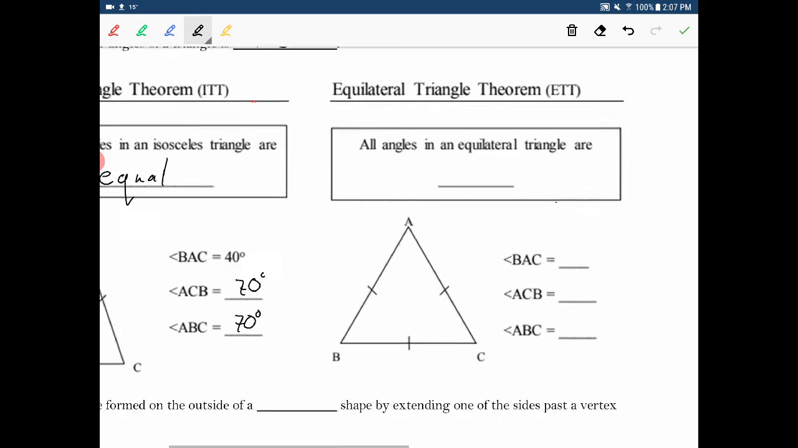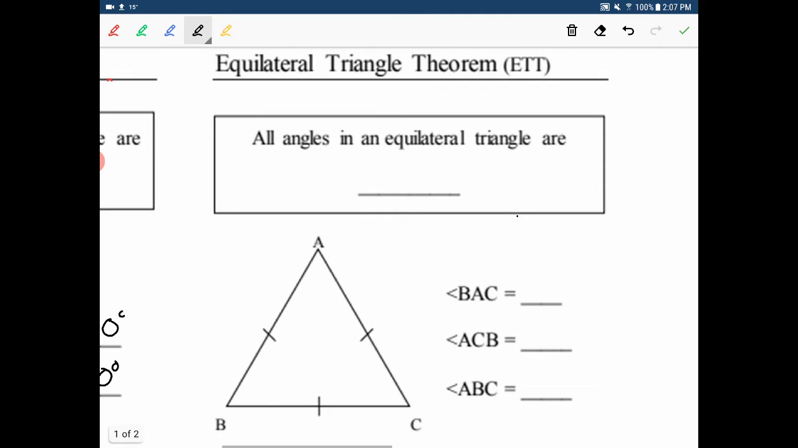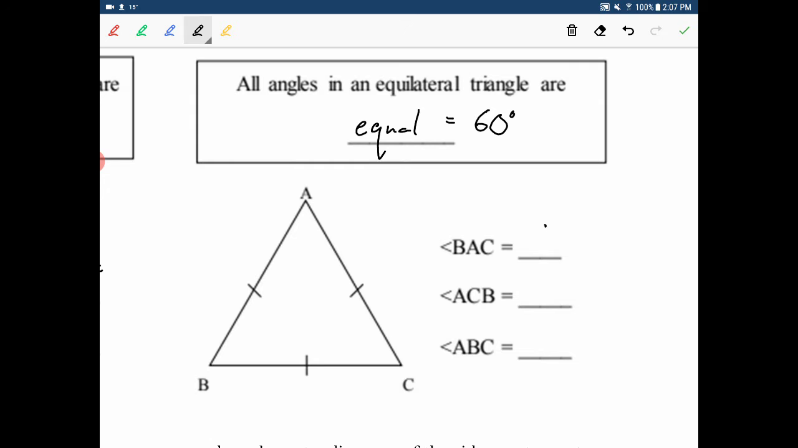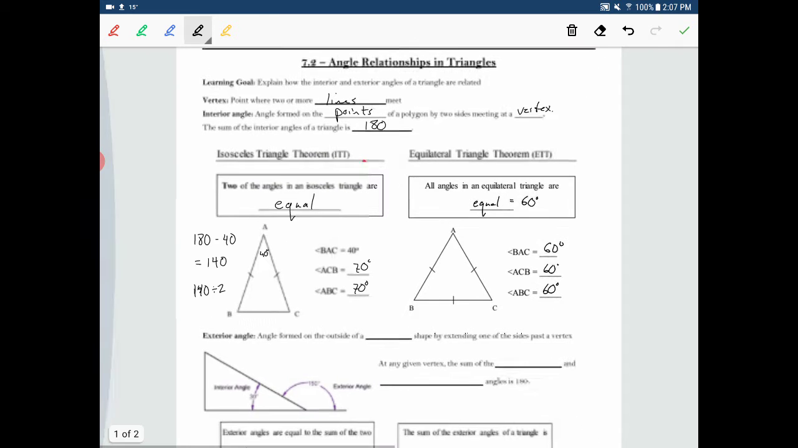Let's take a look at the equilateral triangle theorem. And that's just that the angles in an equilateral triangle are also equal. The fun thing about this one is that what they equal is always 60 degrees, because those three angles have to add up to 180 degrees regardless of the size. So all of those angles equal 60 degrees for every equilateral triangle. Equilateral, of course, meaning that all three sides are equal.